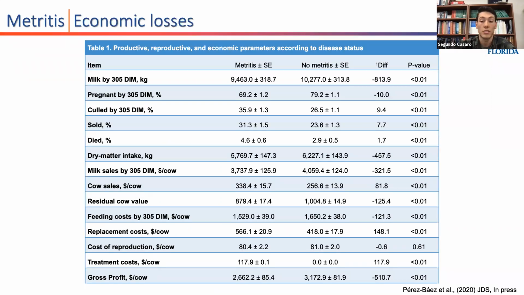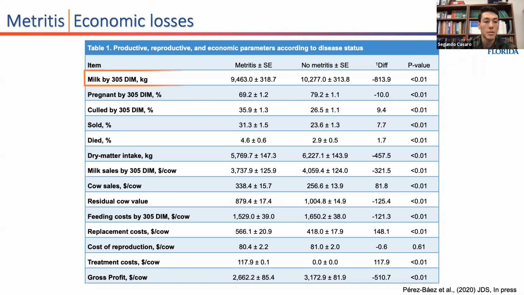Now, as I also said in the first slide, metritis has marked consequences in farm profitability. This is a study that was conducted by Joanny Perez-Baez, Dr. Calvao's last PhD student, in which their objective was to estimate the cost of metritis. They used around 12,000 cows from 16 different farms that were located in 4 different regions of the US.